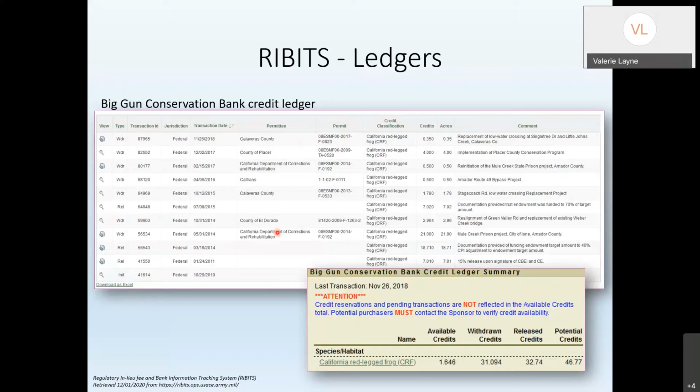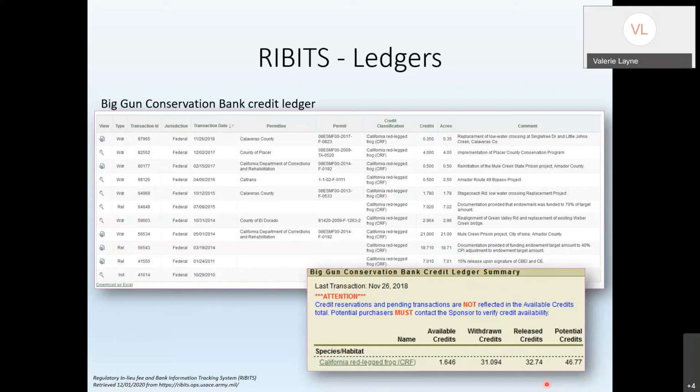The ledger summary below here shows the number of possible credits that the bank could have. That's called potential credits right here. If they meet all their performance standards, this bank can have 46.77 credits. And there's three types of transactions in this ledger: initiation, release, and withdrawal. The initiation transaction is the one that starts the credit. That's the pot of credits right here that they might possibly get if they meet their performance standards. So that's what you start with. You have to start somewhere.